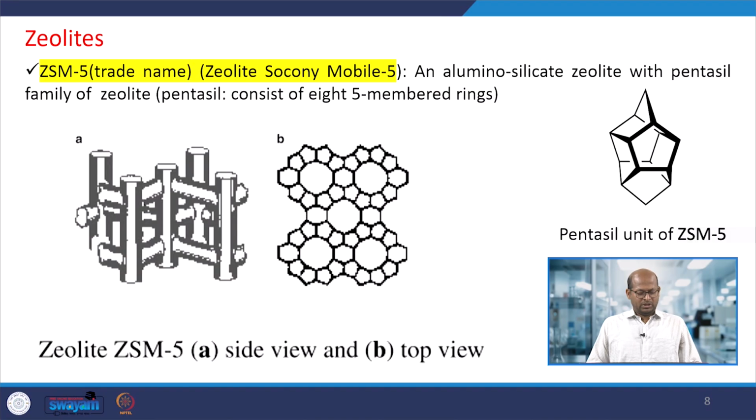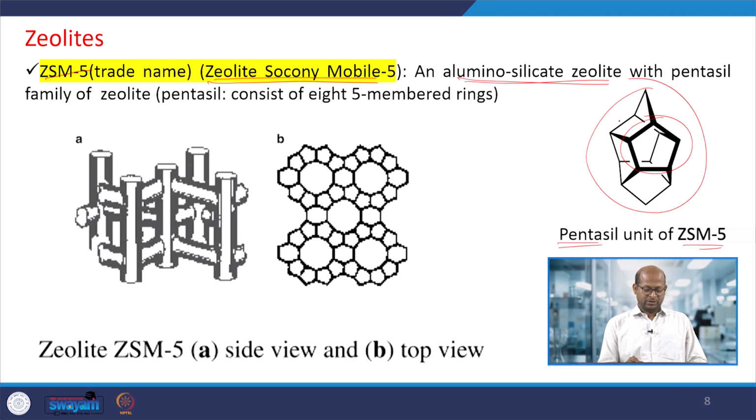Here in zeolites, ZSM-5, so it is the full name. You can see aluminosilicate zeolites. Here these types of pentasil units are present in ZSM-5, so five-membered rings are present. This is the top view, this is the side view, this is the top view.